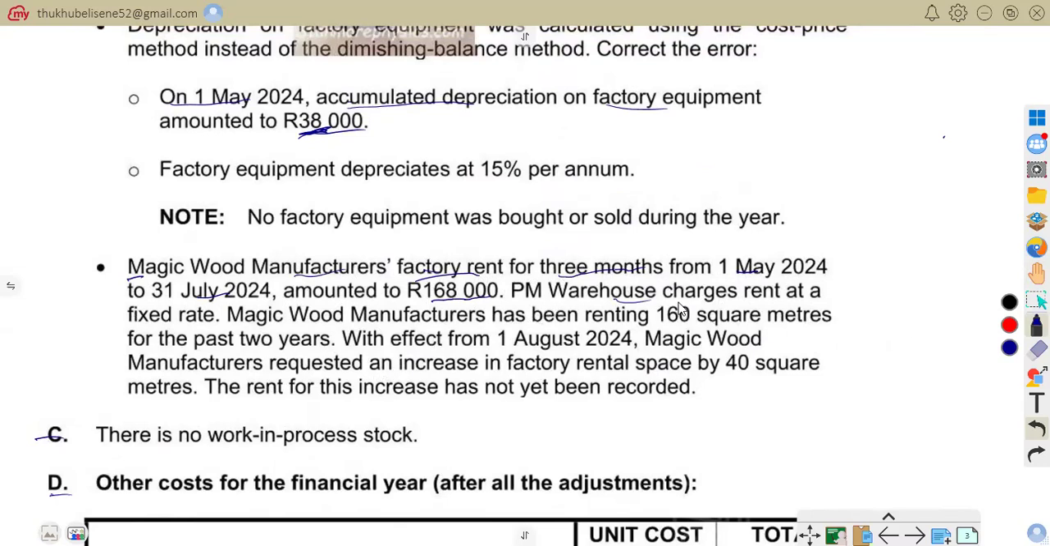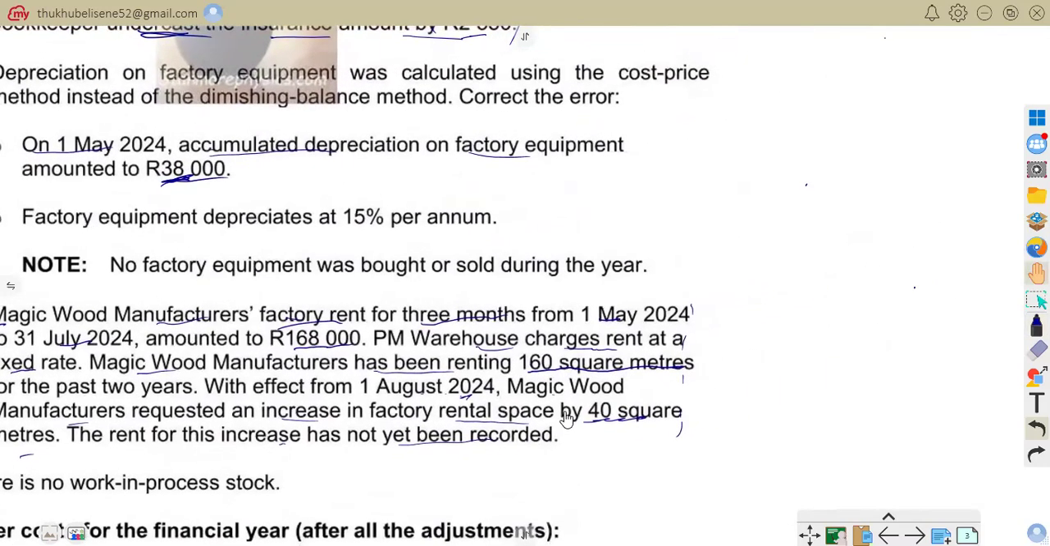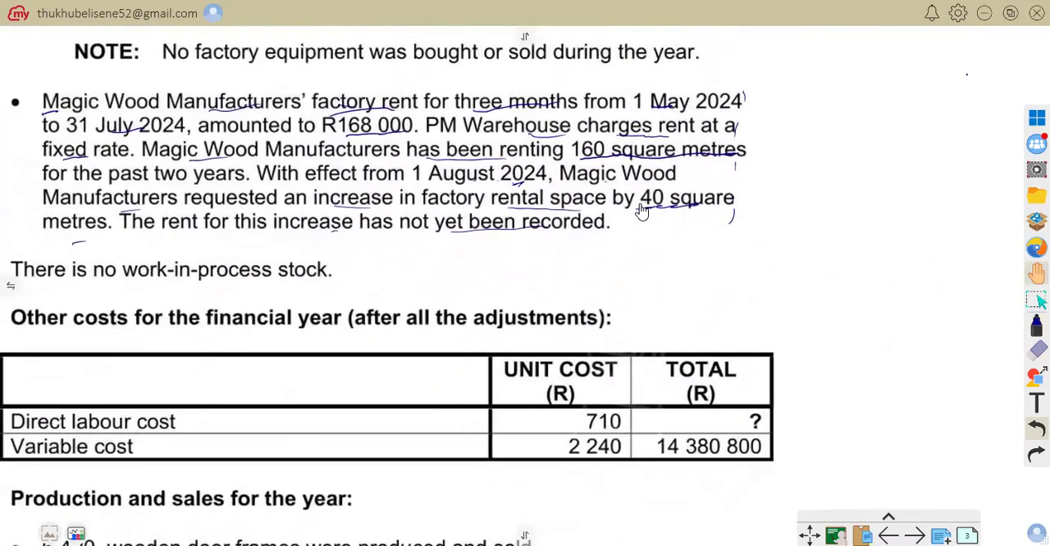It said PM Warehouse charges rent at a fixed rate. Major Wood Manufacturers has been renting 160 square meters for the past 2 years. With effect from 1 August 2024, Major Wood Manufacturers requested an increase in factory rental space by 40 square meters. The rent for this increase has not been recorded. That is the information that we are going to use. Now let us do our calculations so that we can get this correct.